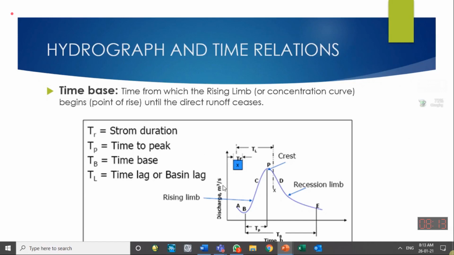Base flow is that water which reaches the channel through the subsurface water, the groundwater part of the subsurface. So time lag is the time difference between the center of the storm duration, the center of the storm mass, to the center of the hydrograph.